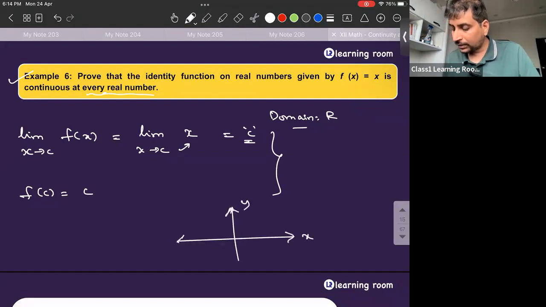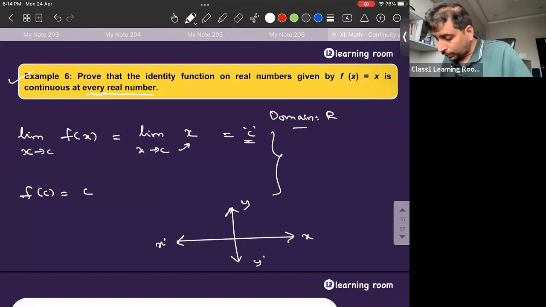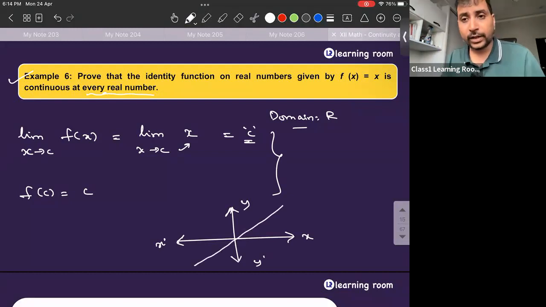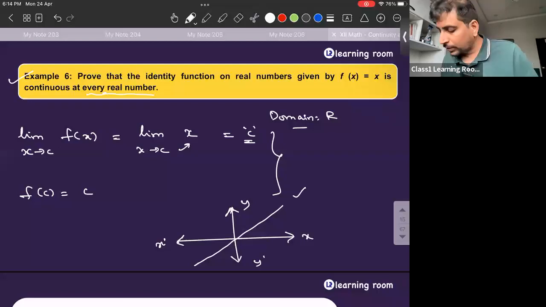So if I take this to be the x-axis, this to be the y-axis, this is going to be x dash, this is going to be y dash. Listen to this. F of x is equal to x is going to be a straight line passing through the origin, making an angle of 45 degrees with the x-axis. So what can you conclude about this kind of function? It is continuous everywhere.